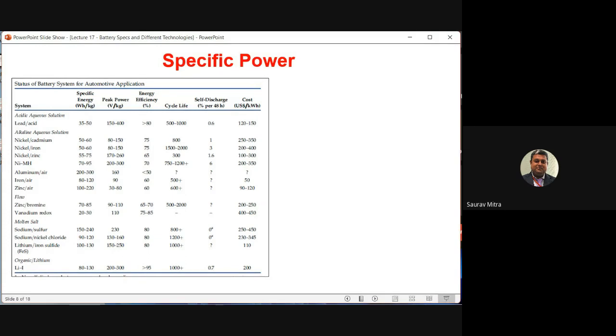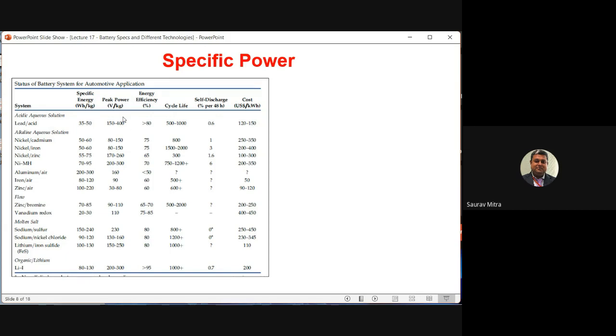You are finding that molten salt batteries give you an efficiency of almost 80%. And the lithium ion battery gives you more than 95% efficiency. So we have seen the oldest battery, the lead acid battery. Now we are going to see the lithium ion battery. The specific energy is 80 to 130, whereas for lead acid it is 35 to 50. Now it has increased drastically. 80 to 130 means 80 is the minimum and 130 is the maximum.